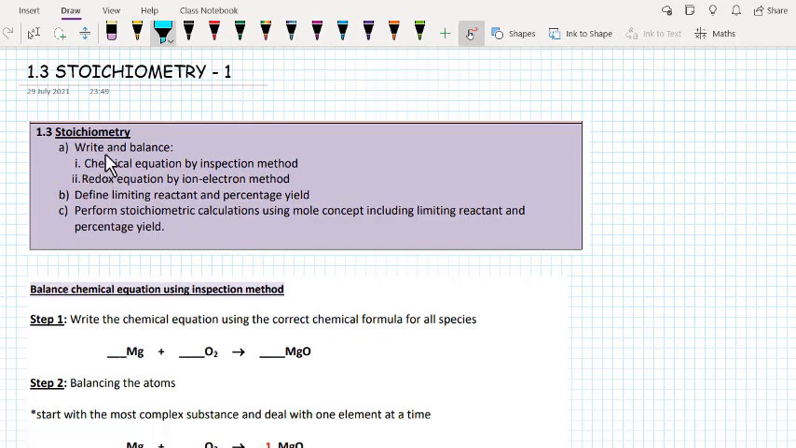First, we need to know how to write and balance chemical reactions by using the inspection method, and also to balance redox equations by using the ion-electron method. Next, we want to define limiting reactant and percentage yield so that we can perform stoichiometry calculations by using the mole concept, including limiting reactant and percentage yield.